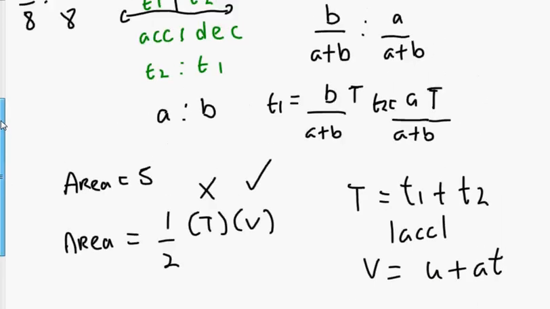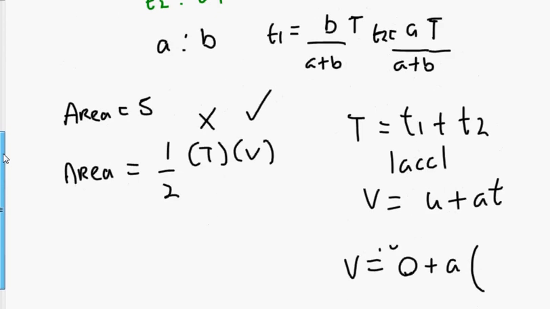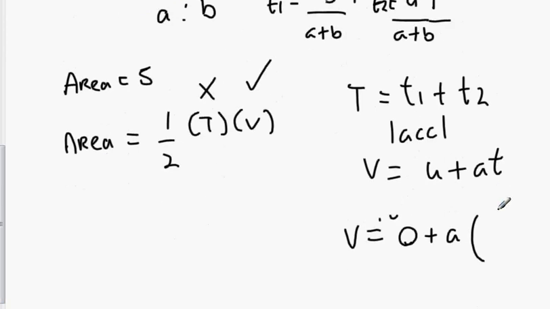T1 is B over A plus B, big T. Okay? And then we're now going to know that V equals ABT over A plus B. Okay, now we can rewrite the area.